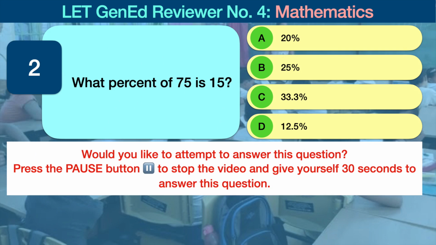Problem number 2. Decimals, percentages, and fractions. What percent of 75 is 15? A. 20%. B. 25%. C. 33.3%. D. 12.5%.